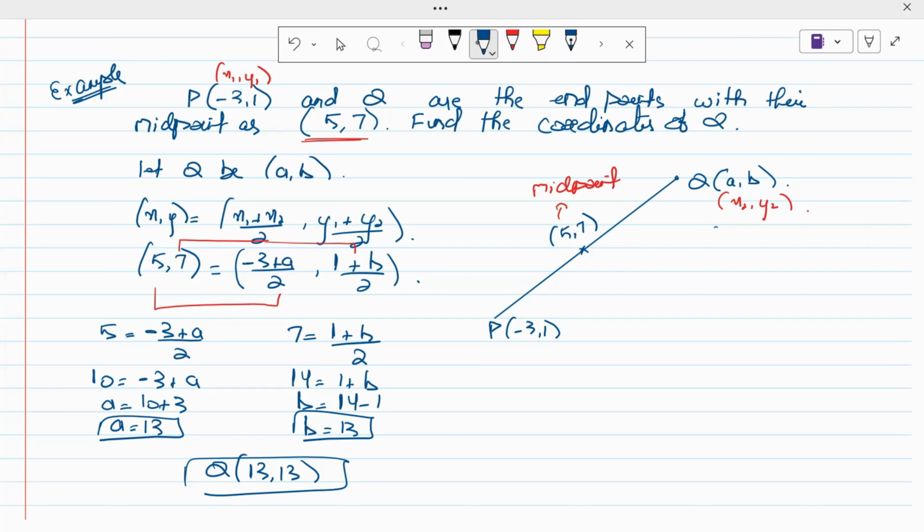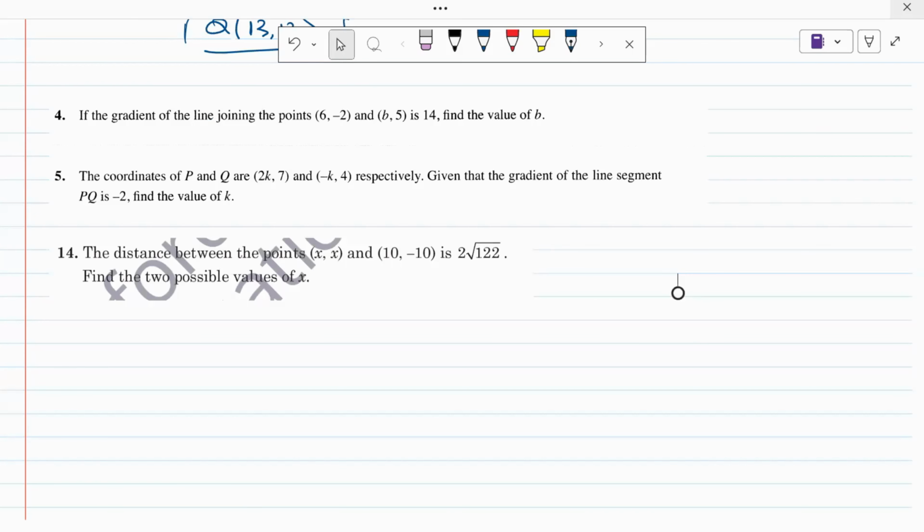Okay, now I want you to solve a couple of questions. These are the three questions to be solved. Please solve them and let me know the answers.